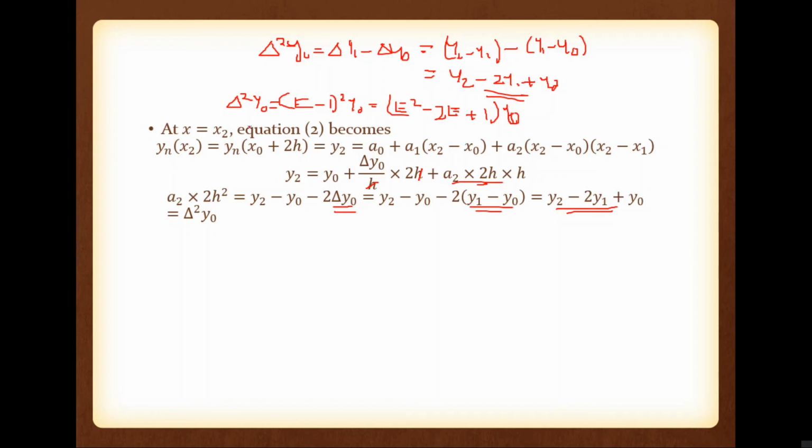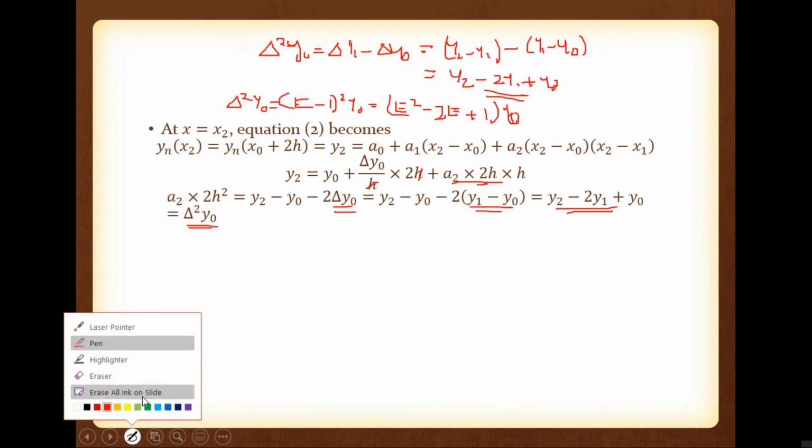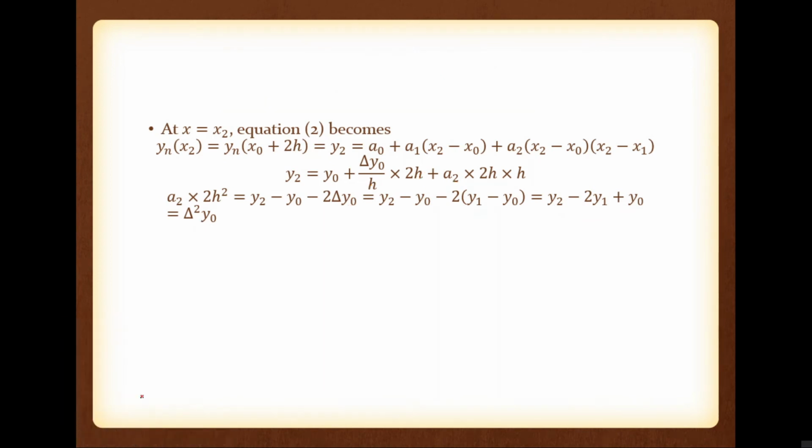So delta square y0 is nothing but y2 minus 2y1 plus y0. So that is equal to delta square y0. So please remember this term. Delta square y0 is y2 minus 2y1 plus y0, for the derivation purpose only. Okay, is it clear to all of you? So a2 into 2h square is equal to delta square y0. So now what is a2?